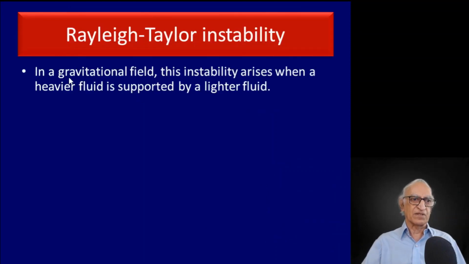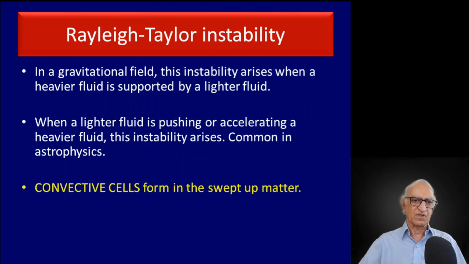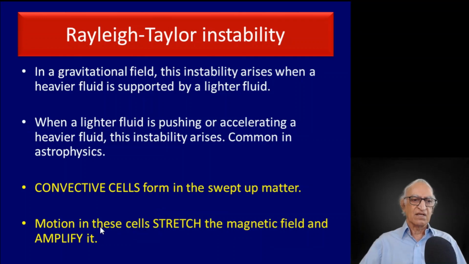So let's repeat. In a gravitational field, this Rayleigh-Taylor instability arises when a heavier fluid is supported by a lighter fluid. When a lighter fluid is pushing or accelerating a heavier fluid, this instability arises, and this is very common in astrophysics. Convective cells form in the swept up matter. Motion in the cells stretches the magnetic field and amplifies the magnetic field in one direction.